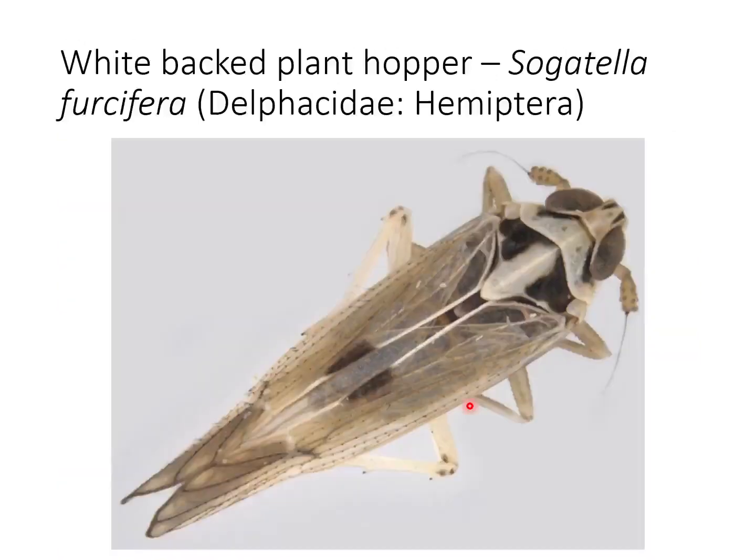Next one is white backed plant hopper. It is a plant hopper, so the family is Delphacidae. So it will be sucking sap from the stem. The scientific name is Sogatella furcifera, and you can see why it is called white backed. You can see a white back on the dorsal surface of the insect.